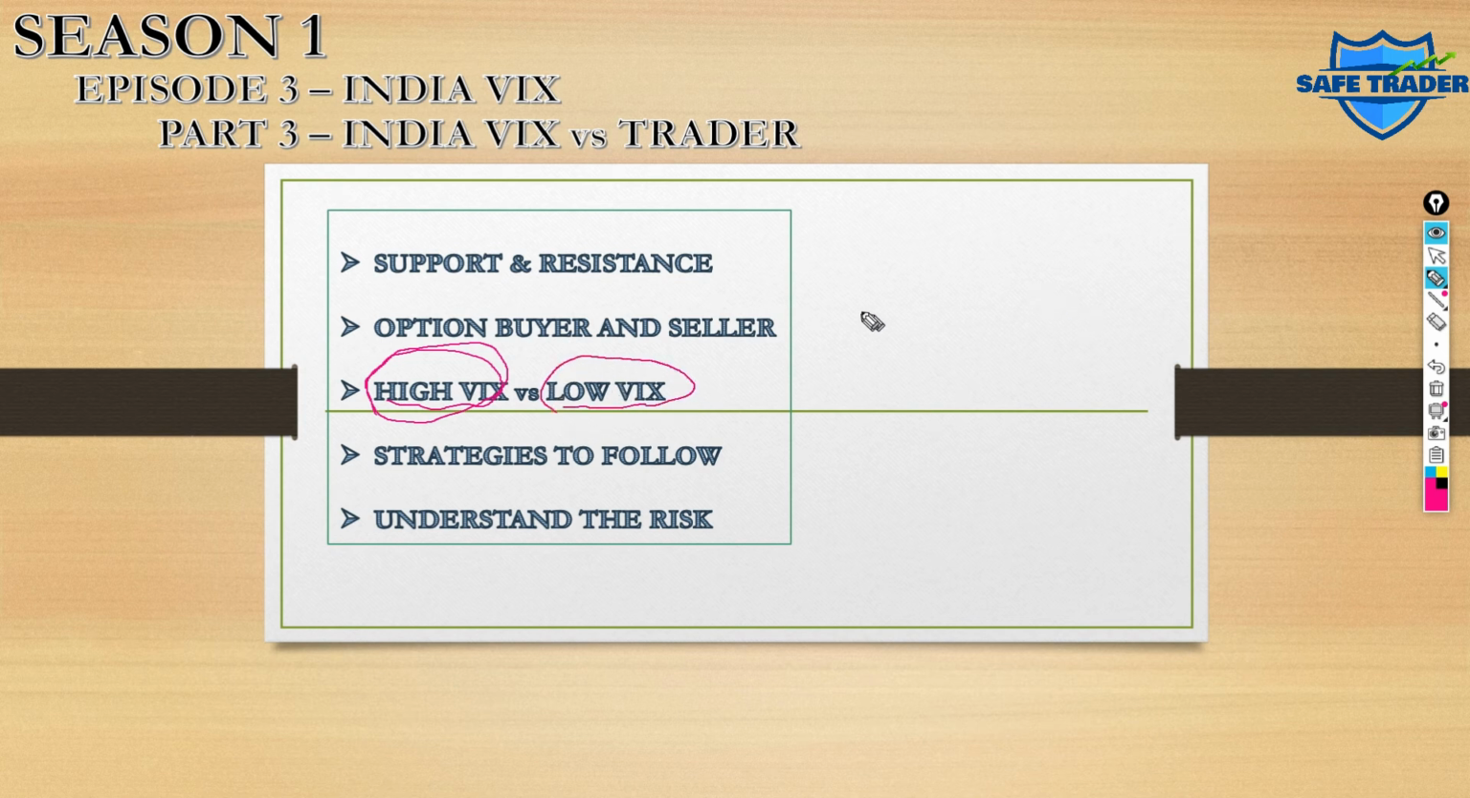Low VIX is a possibility where it is playing around 10 to 15% of INDIAVIX. Which means that the resistance zones and support zones are very minimal, probably around 500 points for example, or maybe 600 points maximum.